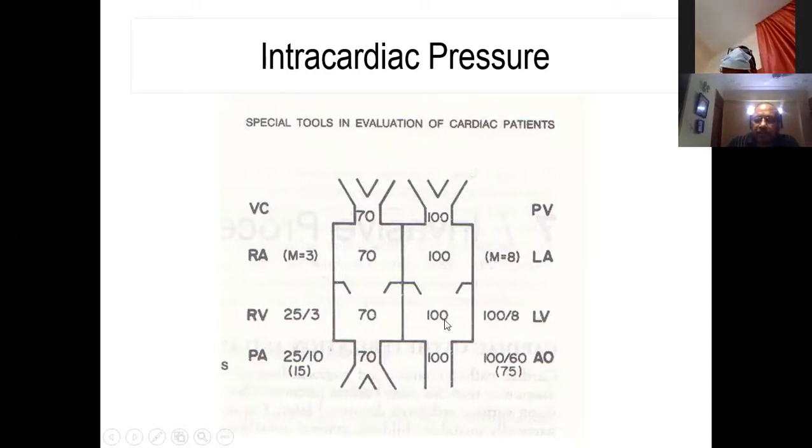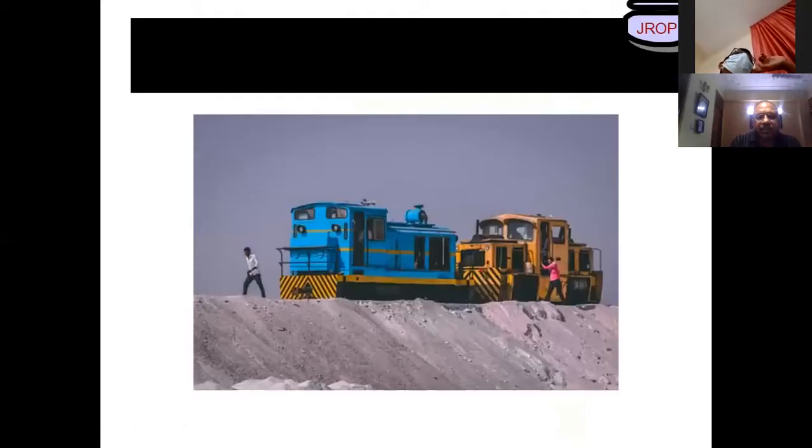A neonate has a left ventricular pressure of only 55. As a child grows, it goes up to 65, 75, 100. So in a child of 2 to 3 years old or maybe 5 years old, we see a systolic pressure of 80 to 100 millimeters of mercury. So we have to understand these pressures. In neonate, we consider RA pressure as 0, RV pressure as 25, LA pressure 5 to 8, and LV pressure as 55 millimeters of mercury. Saturation is 70 on the right side and 100 on the left-hand side.